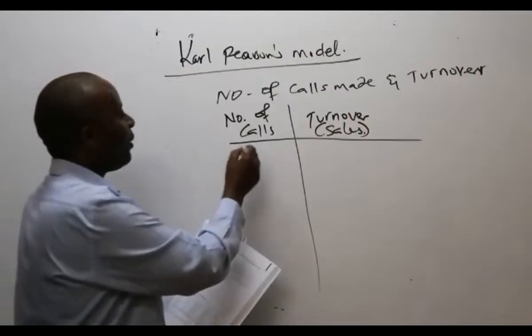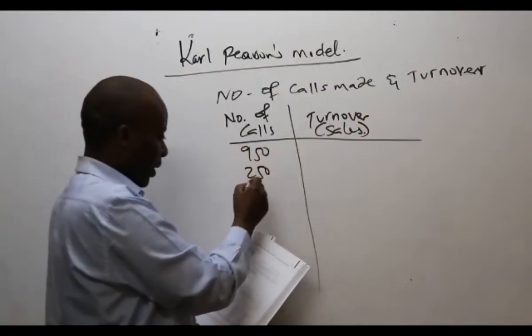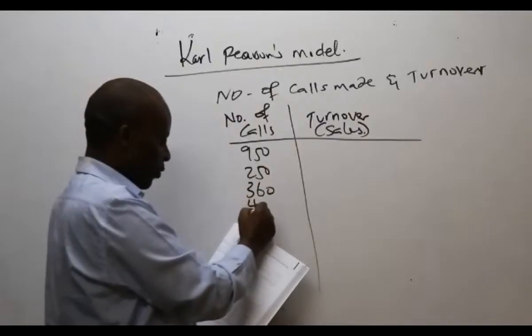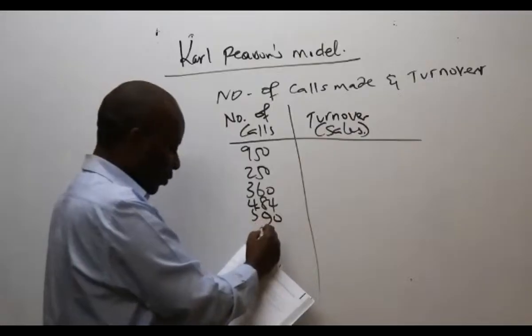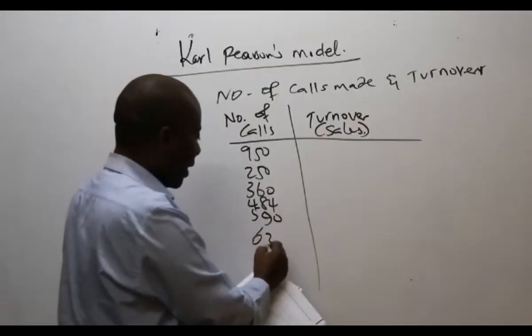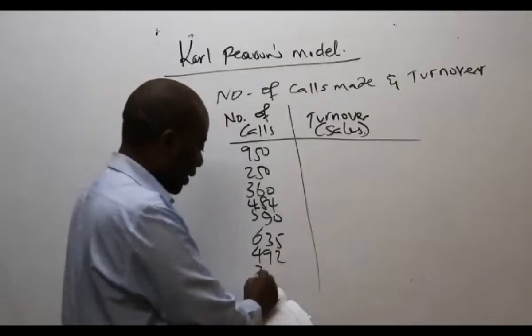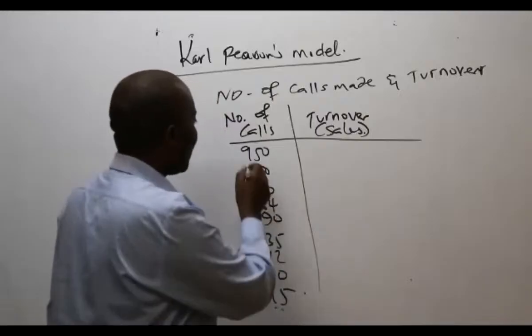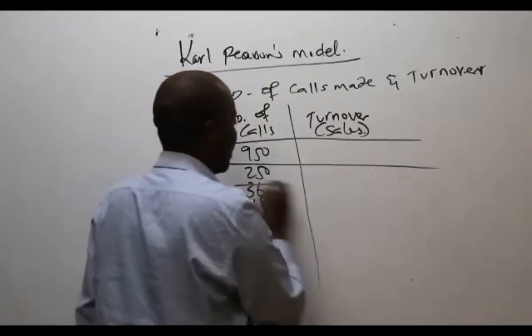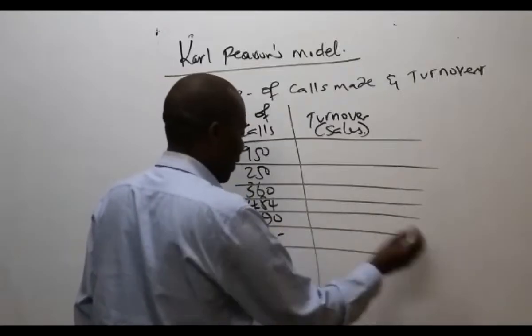So here they have given me 950. Here they have given me 250. Here we have 360. Here we have 484. Here we have got 590. Here we have got, ladies and gentlemen, 635. Here we have got 492. Here we have got 370, and then 415. So, ladies and gentlemen, if that is the case, this is what we need to do very first.